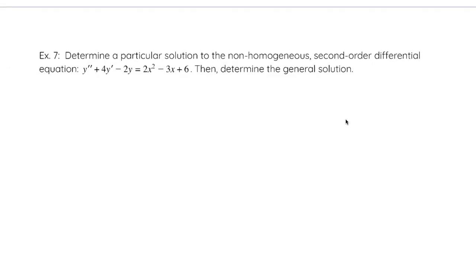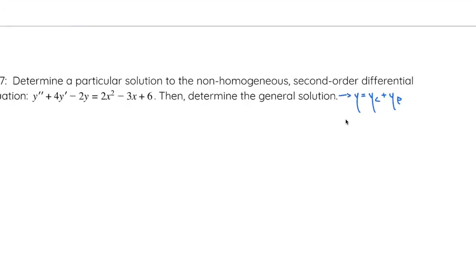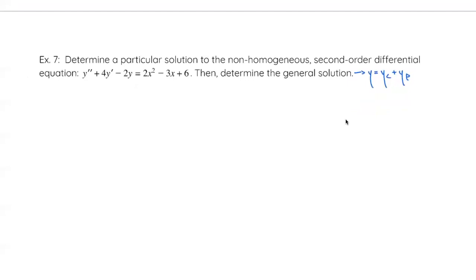So the first part is asking us to find the y sub p, but the second part, determine the general solution, is saying, I want the whole y. I want the complementary part and the particular part, all right? Now, I don't know why, I like to start by finding the y sub c. I think maybe there's a part of me that's worried that I'm going to forget to do it, and so then I'll only have a particular solution. That's maybe one reason why I do the y sub c first.